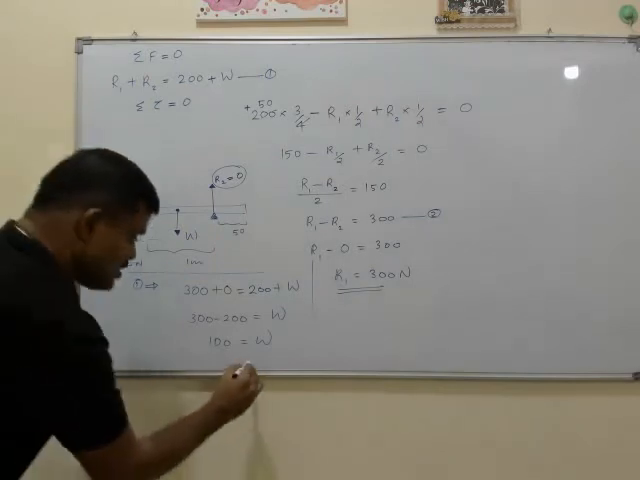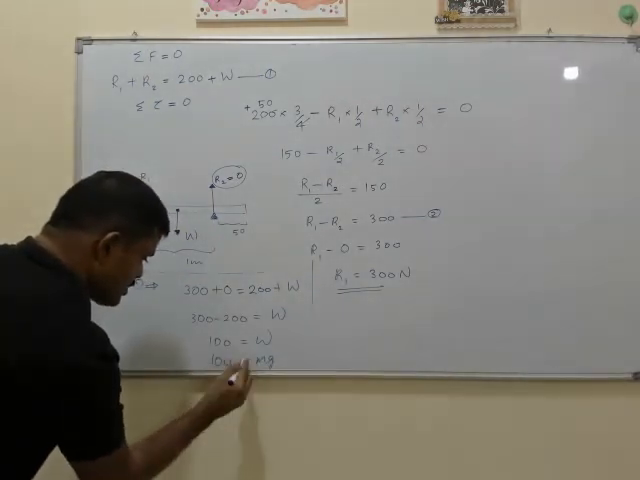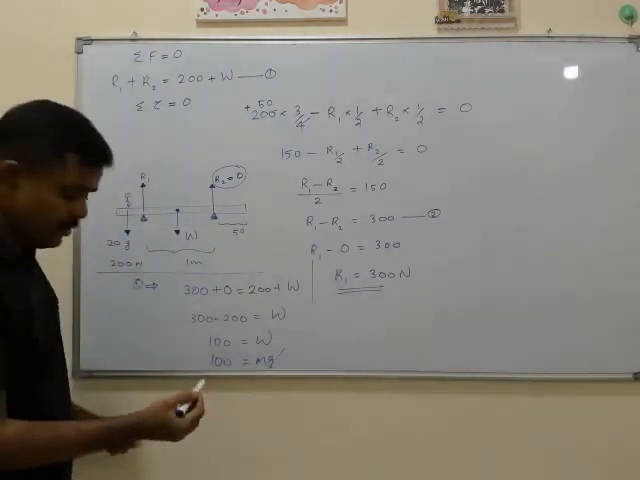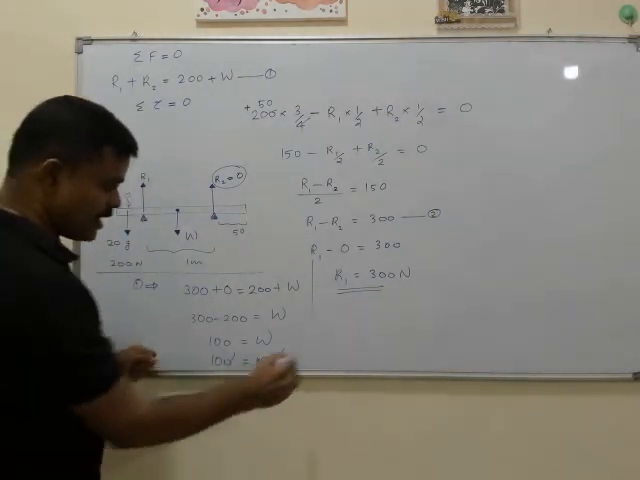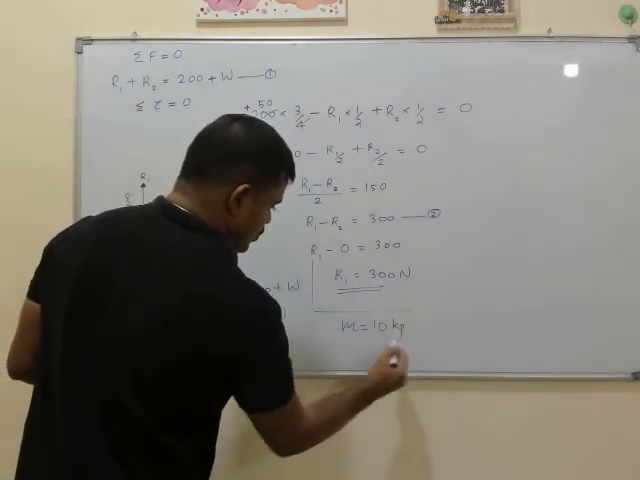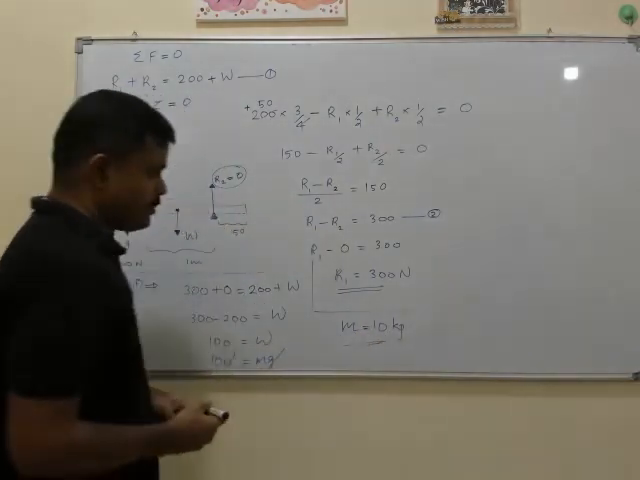W is 100 means mg is 100. Okay, weight is mg, no? I can cut g. G is 10, no? 10 with the 10. So what we get now? Mass of the plank is 10 kilogram. Final answer is 10 kilogram. It's a reader question. It's an important one.